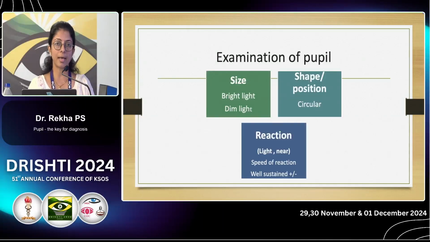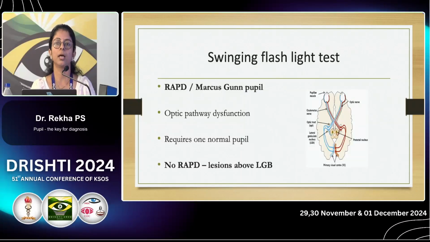Systematic examination of the pupil is important, starting from the size, shape, position, and reaction. First we'll see how the pupil is important to detect the afferent disorders. Mainly the reactions are important. The most important test will be the swinging flashlight test. It is to detect relative afferent pupillary defect, also known as the Marcus Gunn pupil. So it mainly helps us to detect optic pathway dysfunction.